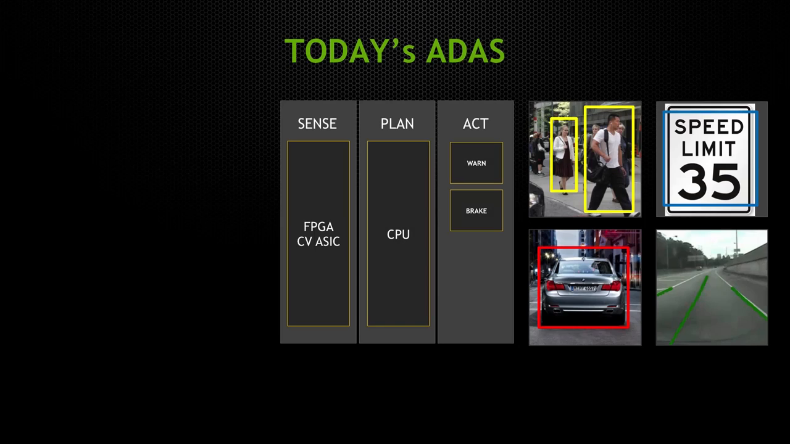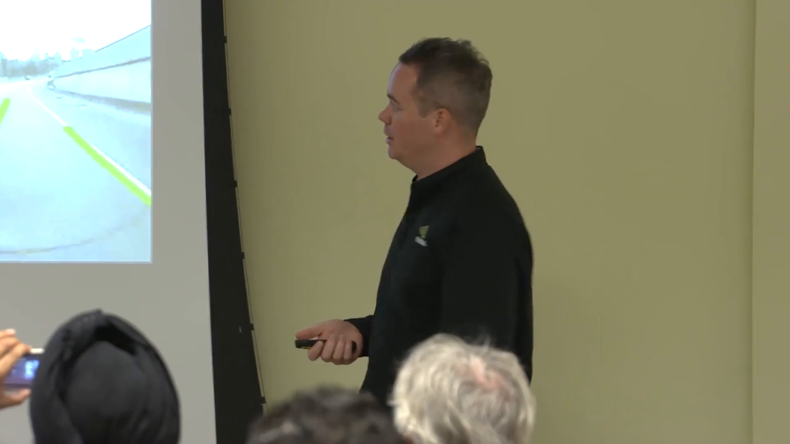All right, so let's talk about today's ADAS. This shouldn't really surprise anybody. Usually you use sensing on an FPGA or a specialty computer vision ASIC, and you're planning on a CPU. Basic systems today basically warn you with a loud beeping noise to try to get your attention, which tends to be over-conservative because you need to react.